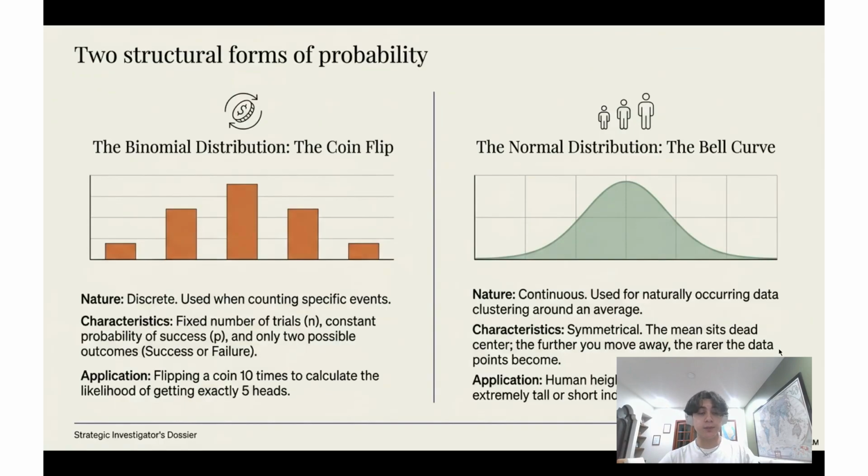The binomial distribution, its nature is discrete, so it is used when counting specific events. For example, flipping a coin 10 times to calculate the likelihood of getting exactly 5 heads. And on the other hand, the normal distribution, its nature is continuous, so it is used for naturally occurring data clustering around an average. So, for example, human height: most are average, while extremely tall or short individuals are rare outliers in the graphic, in the bell curve.